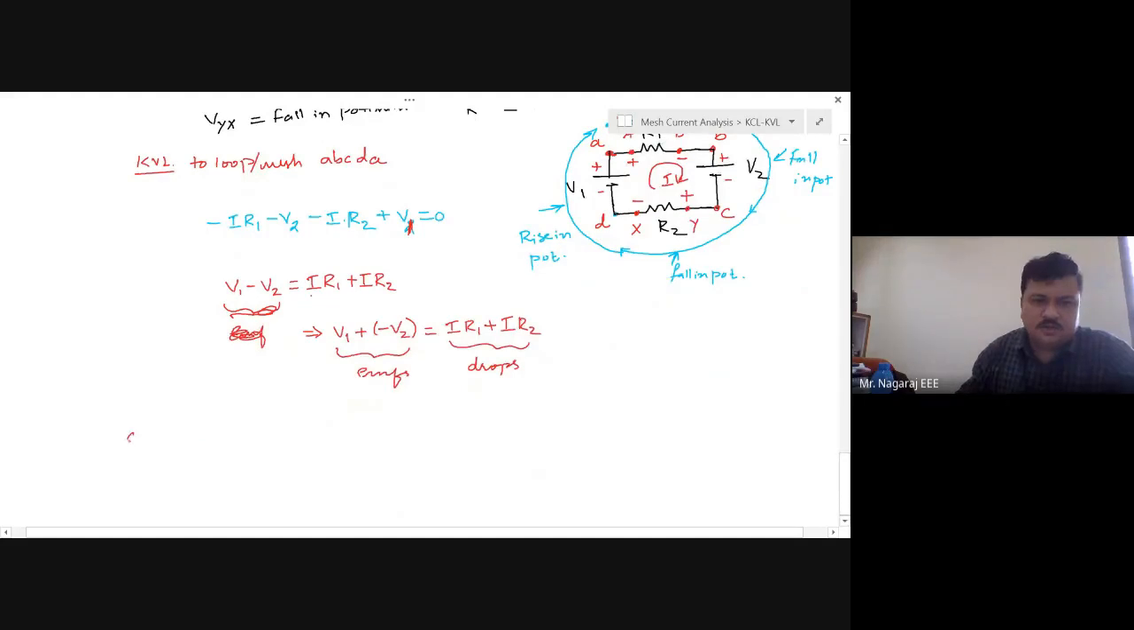So we conclude that the algebraic sum of all EMFs is equal to the algebraic sum of all voltage drops.